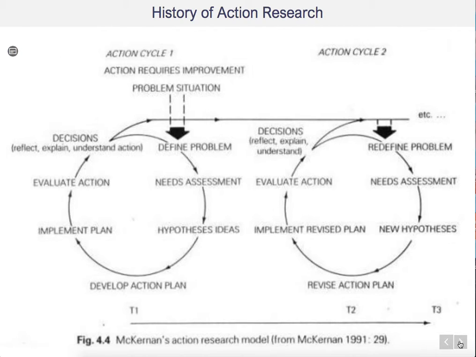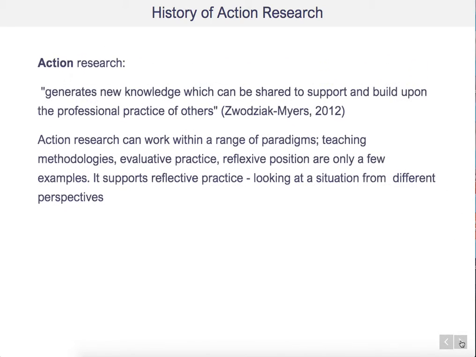And McKernan's action research model is again this cyclical model. You start off with something that needs improvement, a problem situation. You begin by defining the problem. You then go on to think about ideas as to how you might solve that problem. You develop an action plan. You carry it through. You evaluate it. You make decisions on how effective it has been. You start to go back and you do the thing again with new hypotheses and a revised action plan and further evaluations of your actions. So it's not a sort of straightforward one-way process. It's something that involves constant reflection on your own practice, and it's carried out within your practice.